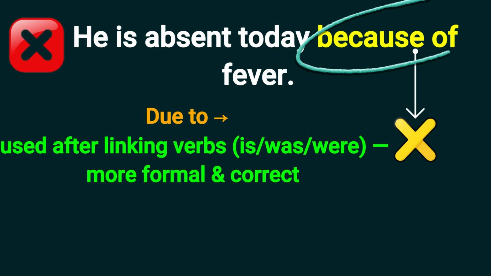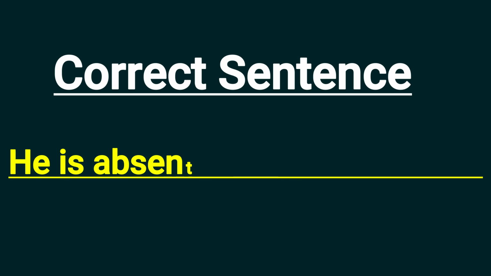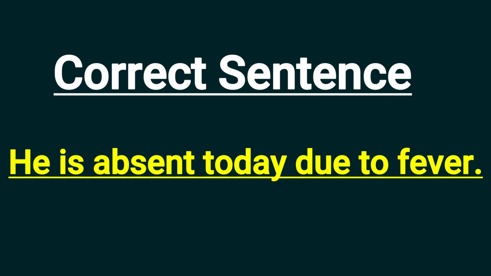So he is absent today because of fever. Instead of because of, we should use due to, because due to is used after linking verbs like is, was, were, that is more formal and more correct. So the correct sentence is he is absent today due to fever.